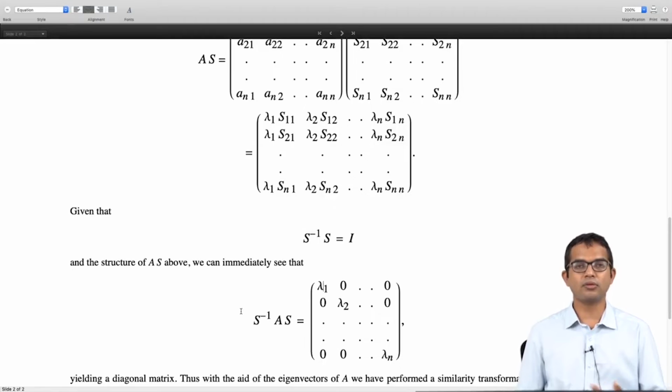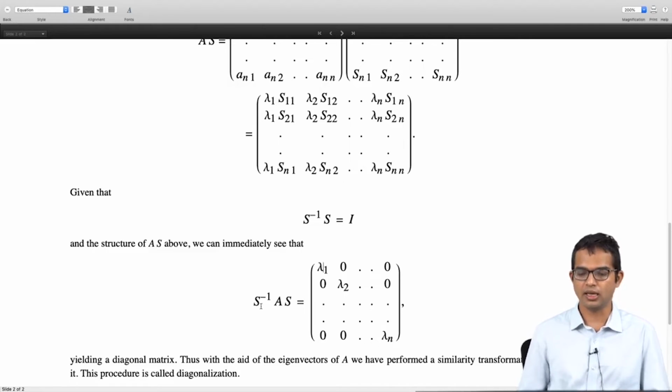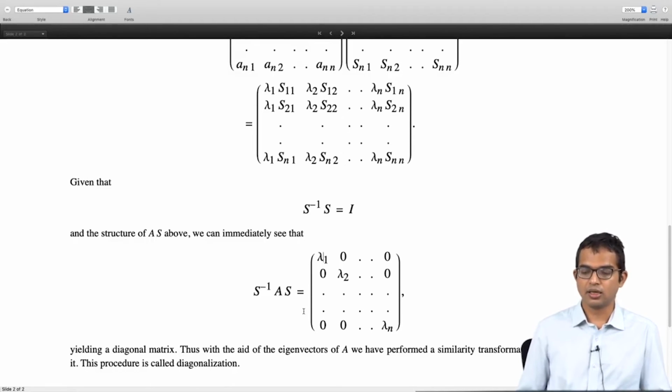So what we have done just now is something called diagonalization, right? We have managed to do a similarity transformation on our original matrix A, and we have obtained a diagonal form for it, all of whose elements are just the eigenvalues of your matrix A, right?